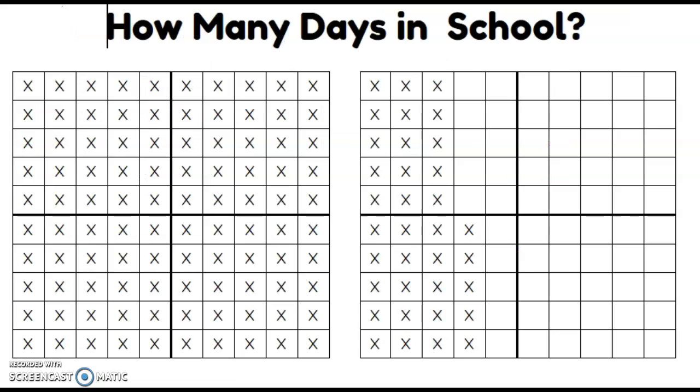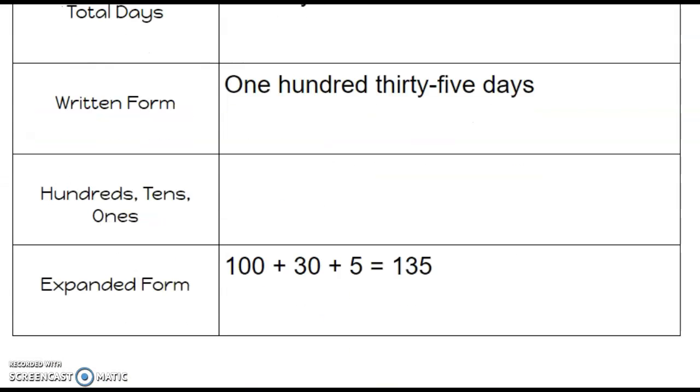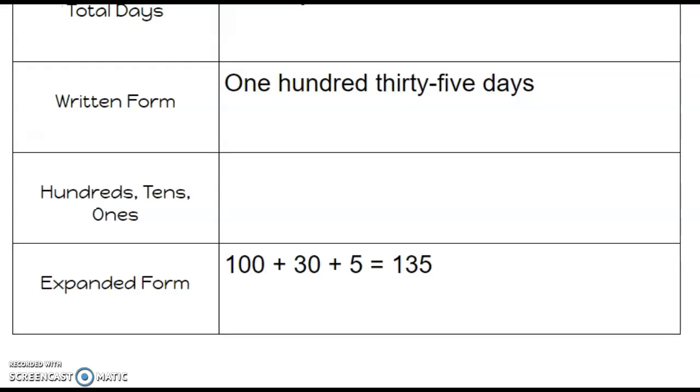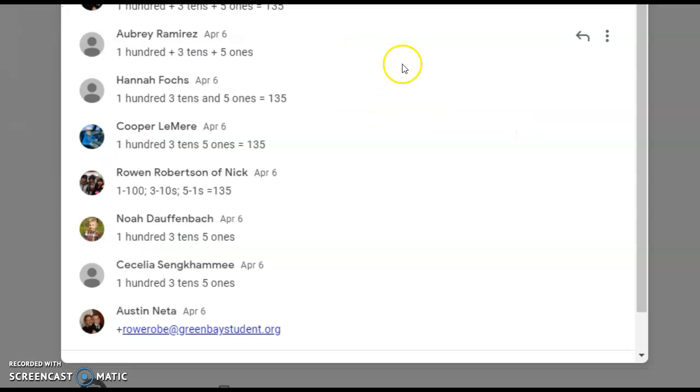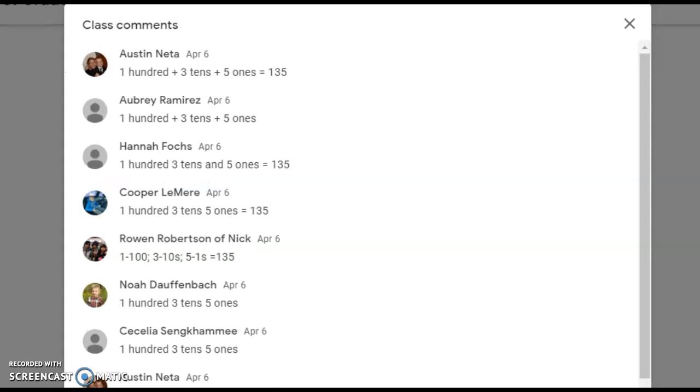How many days in school? Yesterday we had 135 days in school. Let's take a look down here. Just like I said, we had 135 days in school. Written form is 135 days. Hundreds, tens, and ones, you guys helped me a lot figure this out. So let's take a look.